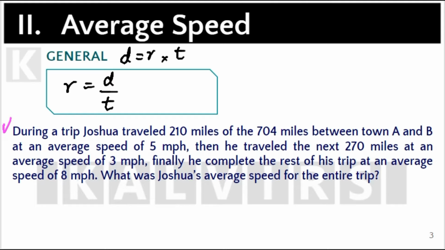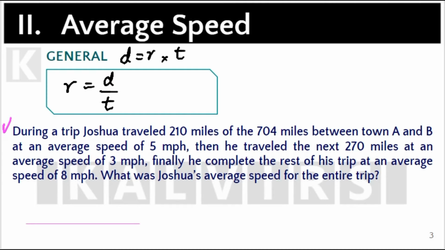Then he traveled the next 270 miles at an average speed of 3 miles per hour. Finally, he completed the rest of his trip at an average speed of 8 miles per hour. What was Joshua's average speed for the entire trip?